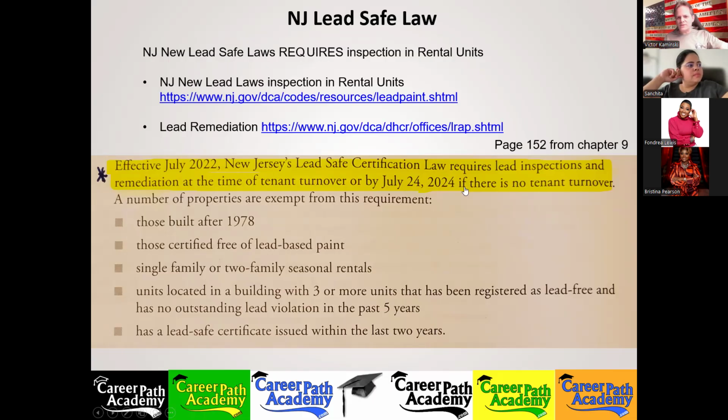Every tenant, okay, we're already past July 24th, 2024, so it doesn't matter. Every rental unit is required to have been inspected to make sure that there are no lead hazards present. The only ones that are exempt from this requirement are those buildings built after 1978, certified free of lead paint, single family and two family seasonal rentals, units located in a building with three or more units that have been registered lead free and have no outstanding violations in the last 5 years, and had lead safe certificates issued in the last 2 years.